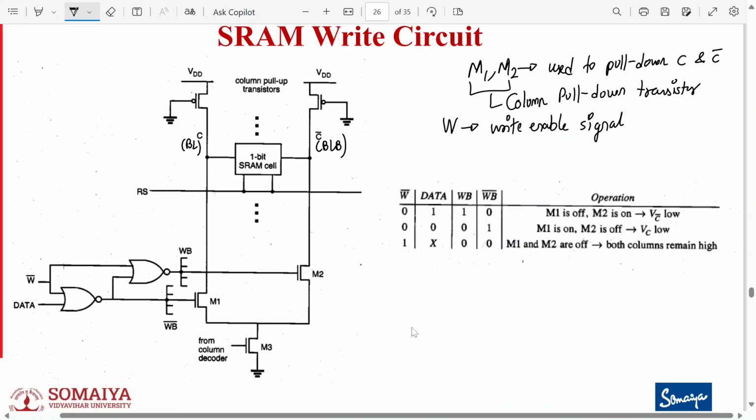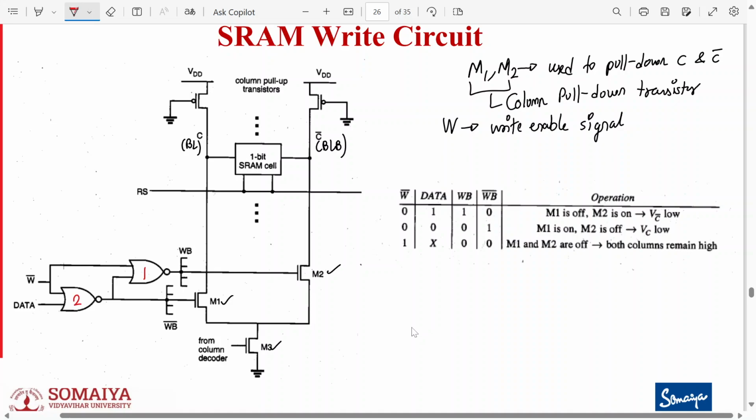Now we have to see this and then we have to see the operation. So M1, M2 and M3 must have sufficiently large W by L ratios so that the column voltages can be forced to almost zero level during a write operation. The data input circuitry, the write circuitry, consists of two NOR gates. So NOR gate number 1, NOR gate number 2.